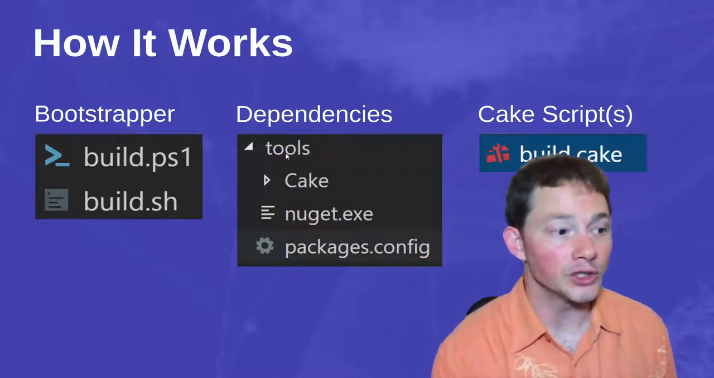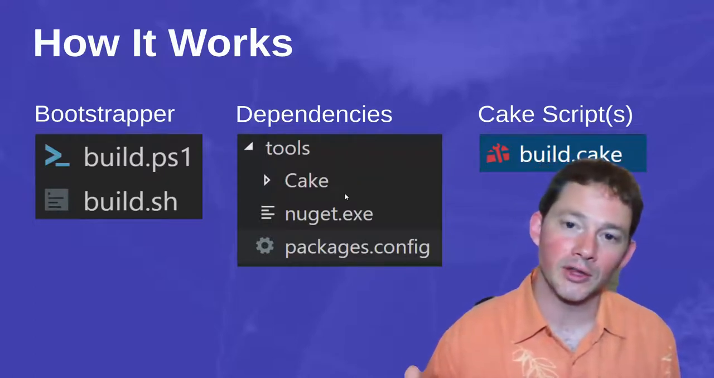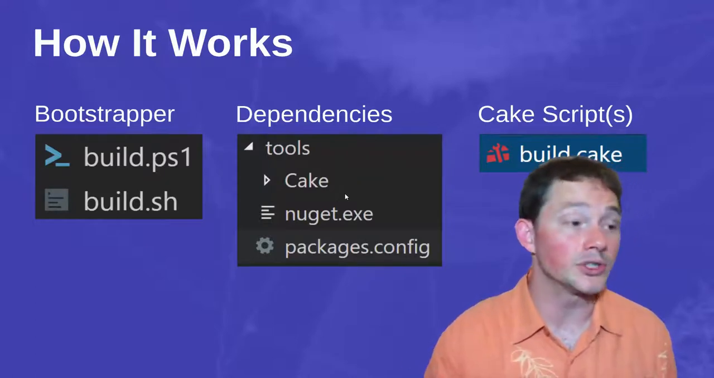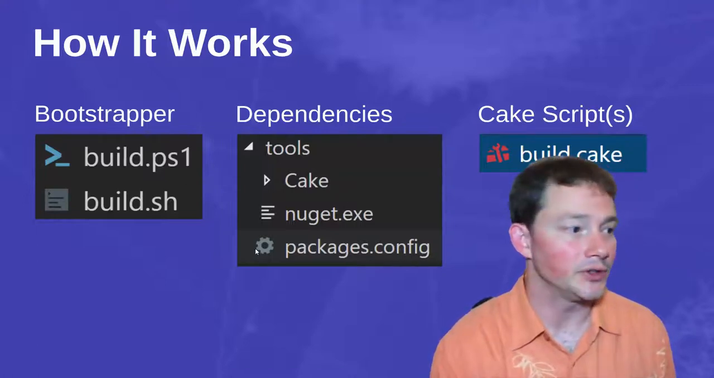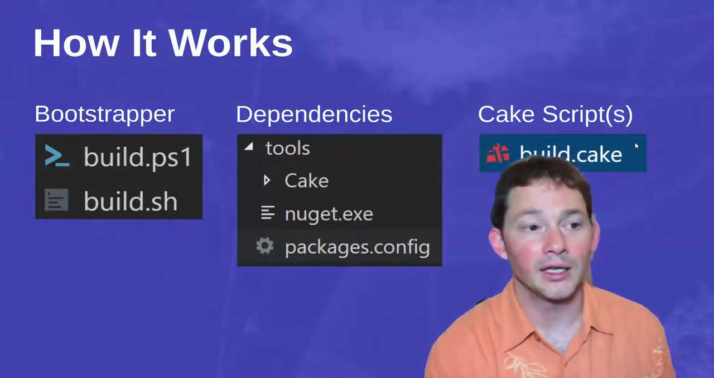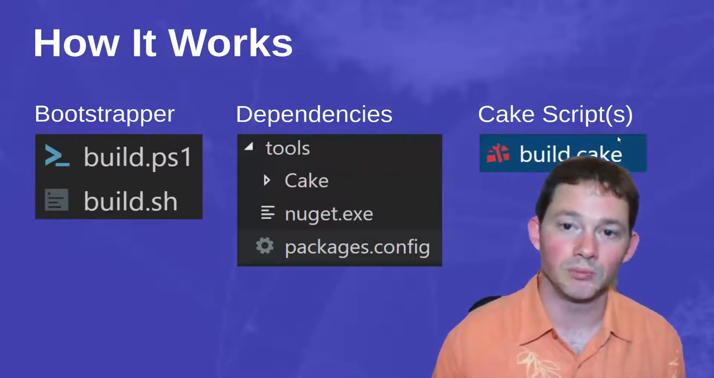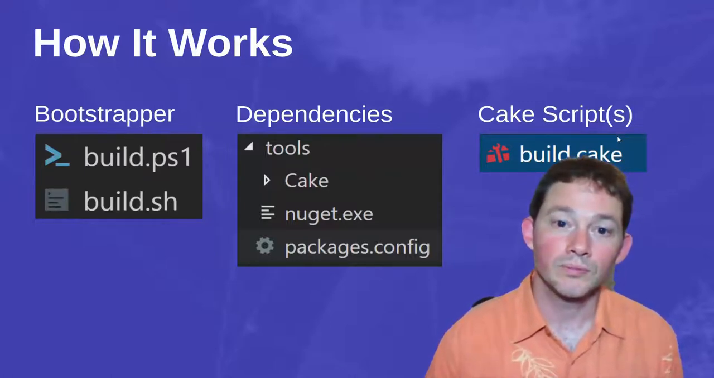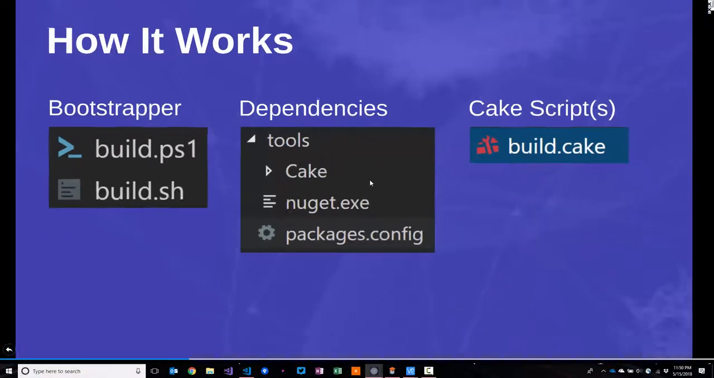It puts all of these in the tools directory, and any other plugins that you need to download will also generally go into the tools directory. You can configure where that is, incidentally, in the packages.config file. And then the build.cake file is the main file that you generally put all of your code into. Okay, we've gone on for 20 minutes and haven't even seen Cake work.